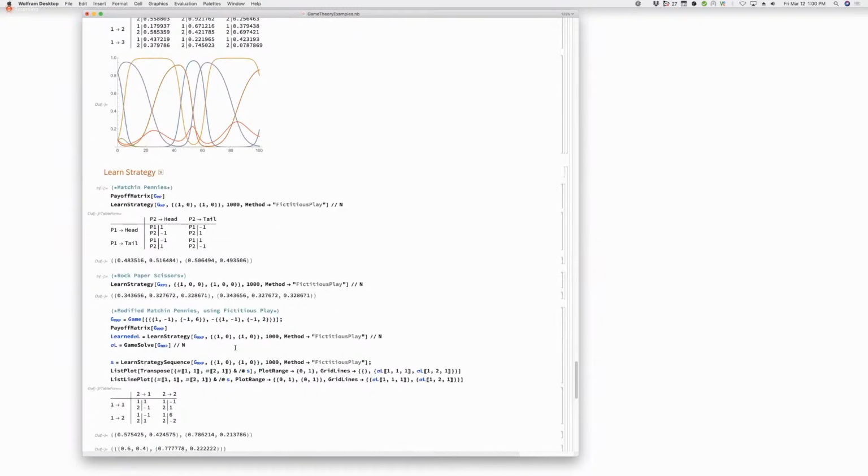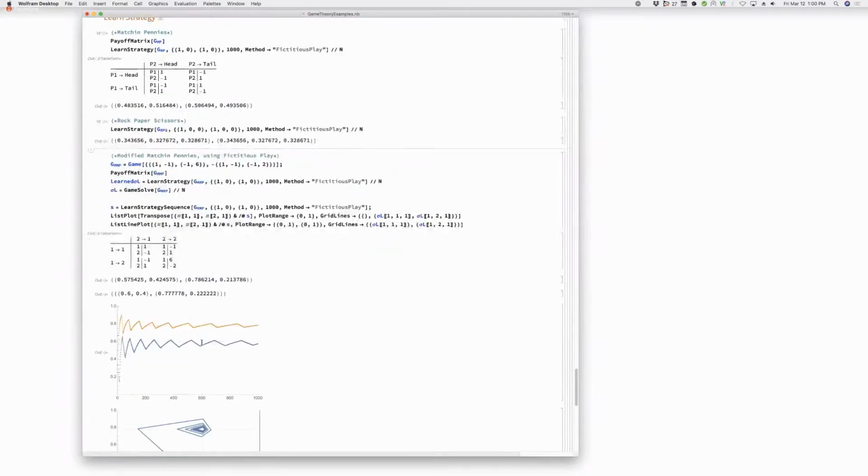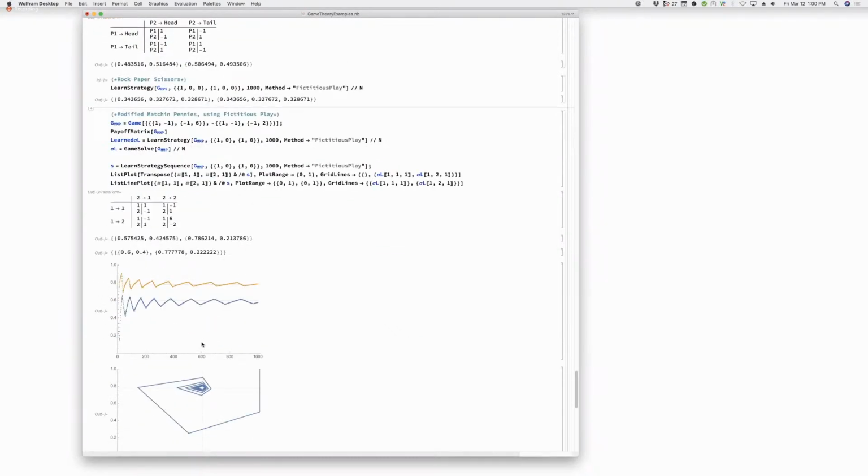There are also approximate solutions for this. There are a few standard things like fictitious play and regret matching. If you scroll a little down, you can see what kind of sequences it can produce.